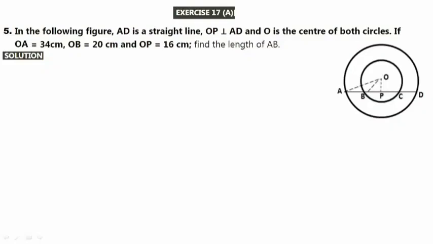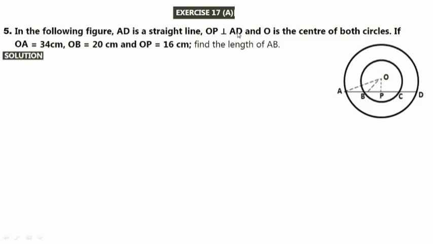Welcome back, dear students. So today we'll be continuing with our exercise 17a. Let's start with question number 5, which says, in the following figure, that is this figure, AD is a straight line. So you see AD is a straight line.